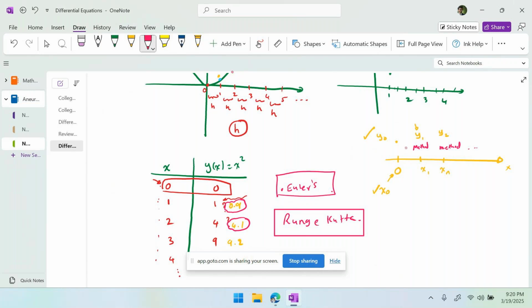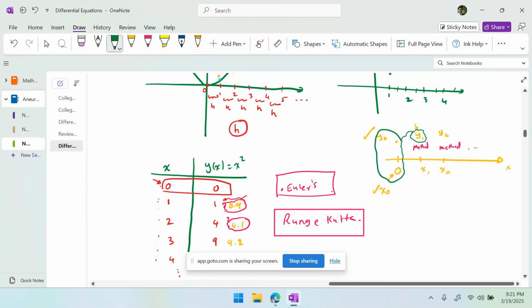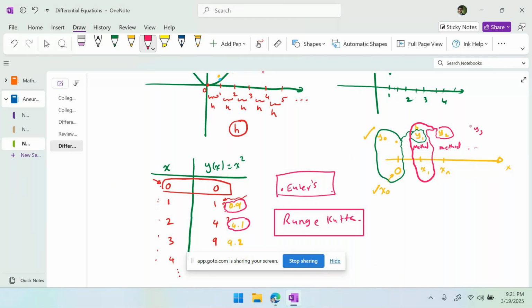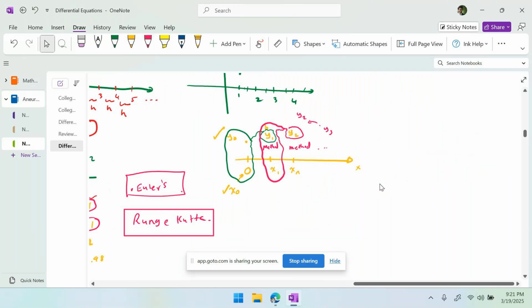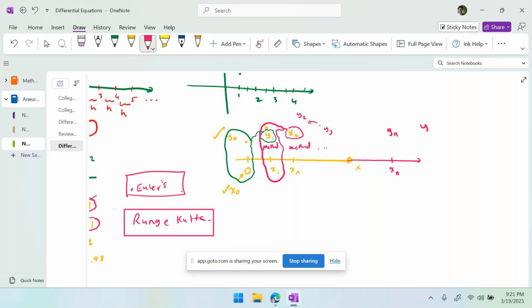Now, in all these methods, there's another property that we can see. To calculate y1, we need information from the previous step. To calculate y2, we need information from the previous step. So to calculate y3, we need stuff from y2, right? That's also another thing you should keep in mind. Basically, if you calculated the nth values, xn and yn, then to calculate yn plus 1 at xn plus 1, you will need the information from the previous step.